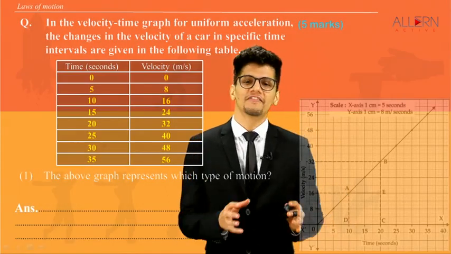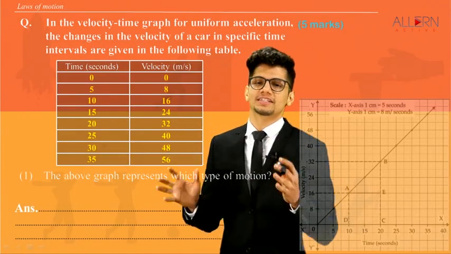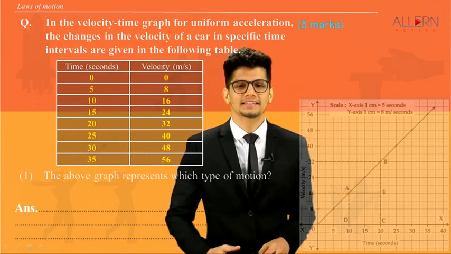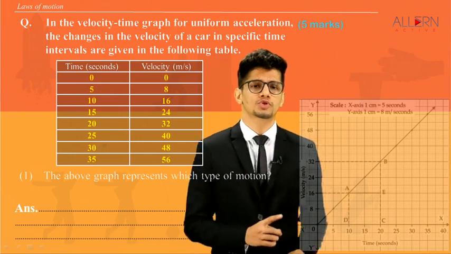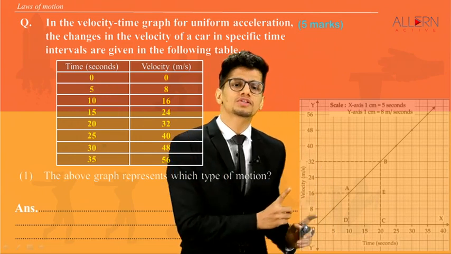So here we have a velocity time graph and there are certain questions that are asked. Let us try and answer these questions. First question says, the above graph represents which type of motion? First of all, we know this is a velocity time graph.